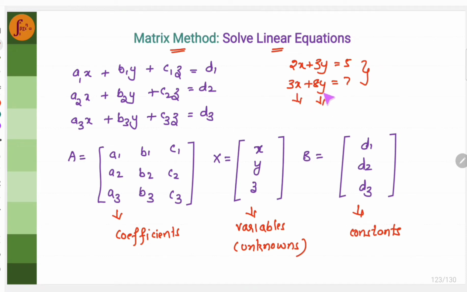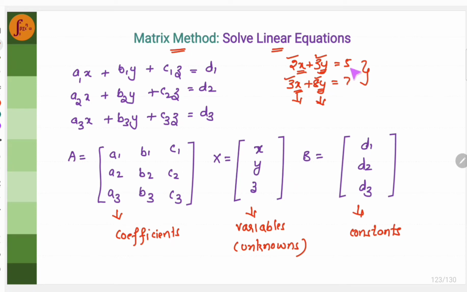X and y are called unknowns or variables. That is, we don't know what x and y values are. So to find out these values, we use this matrix method technique, like we used Cramer's rule. Now, this 2 and 3, 3 and 8, these are called coefficients. Any number next to the variable is called a coefficient. So the coefficient of x is 2, the coefficient of y is 3. Similarly, in this equation, the coefficient of x is 3 and the coefficient of y is 8.